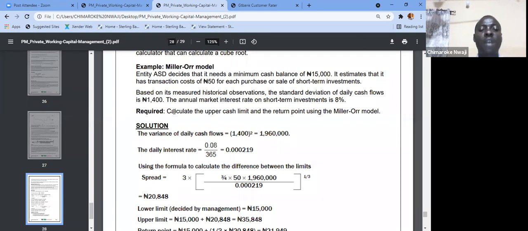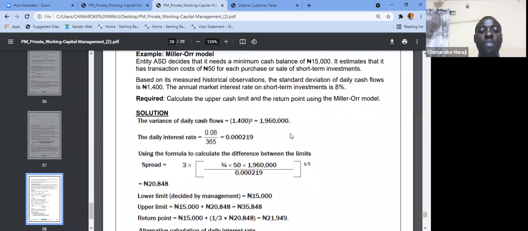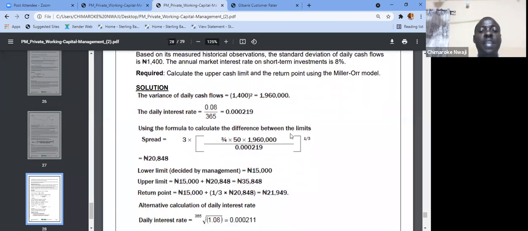But the spread is not what you are calculating. You are asked to calculate the upper cash limit and the return point. So now that you've gotten your spread, and I told you that your spread is also the difference between the upper cash limit and the lower cash limit. So it means that if you have your lower cash limit given to you as 15,000, all you need to do is just add the spread to it.